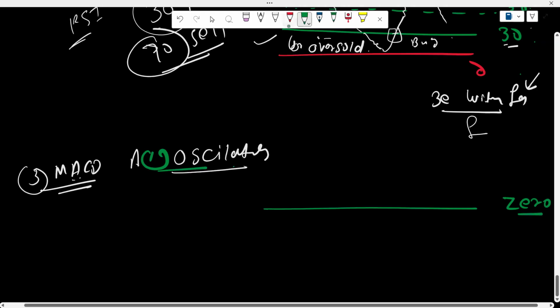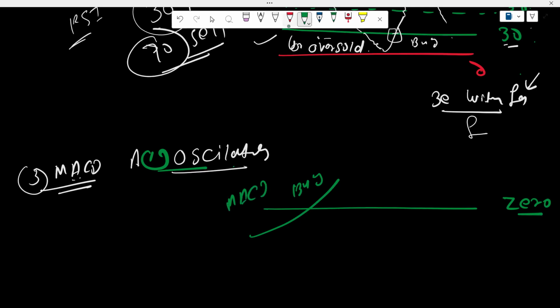When your MACD line is crossing above zero, that will be your buy point. This is the MACD line. When your MACD line is crossing below zero, this will be your sell point. But I would say do not use this MACD frequently. This MACD can give you lots of false signals.